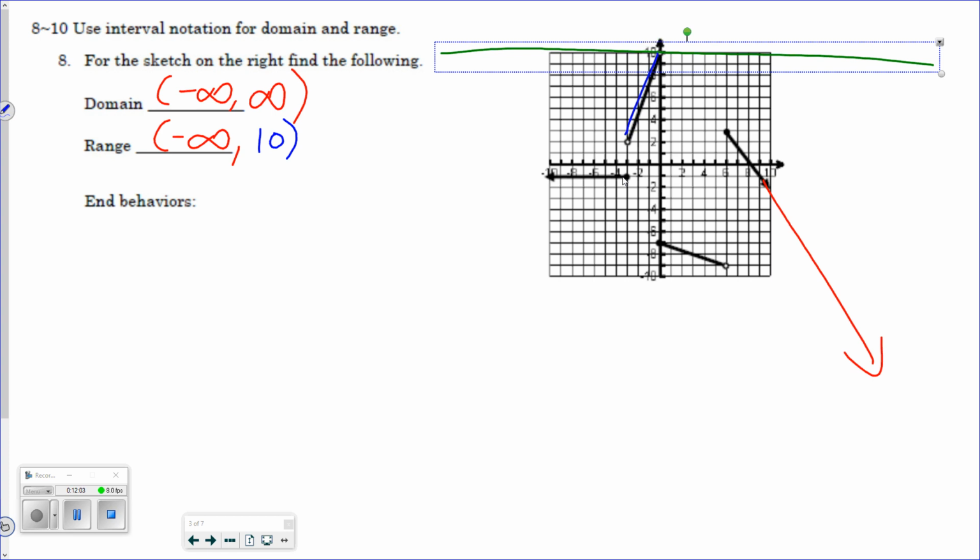So a lot of the time, especially with range, domain might not be too bad, but range can be pretty confusing. Grab a piece of paper and do what I did with that green line, just moving it up one by one and making sure that line or that piece of paper is going through a point.